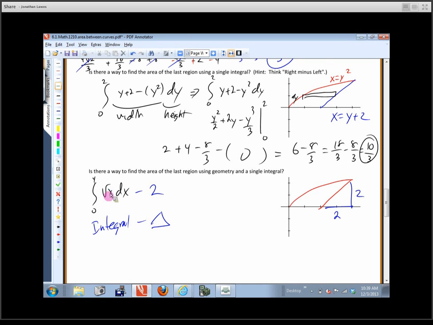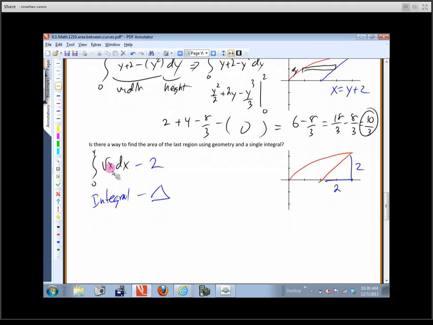And this was pretty easy to integrate. If I integrate that, again, that's x to the 1/2, so that's going to be x to the 3/2, 2/3, evaluated from 0 to 4, minus 2. This is 2/3 times the square root of x cubed, evaluated from 0 to 4, minus 2.